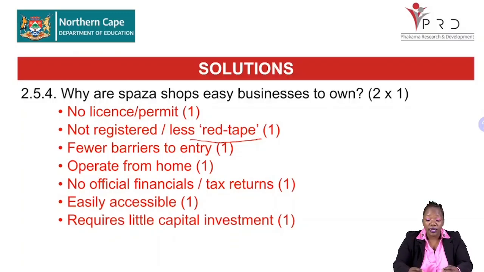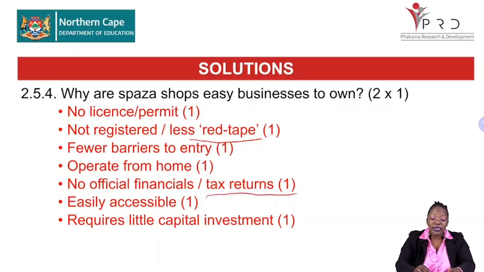As I've said, there is no license and you just need that space. And also you can operate it from home. You can turn your home into a spaza shop and people, they will come there to buy. You're looking at your local communities who will be supporting you. So you don't have to go to town in order for you to open that spaza shop. And also there are no official financials or like your tax returns. Remember, you are operating a business that is not registered. SARS, they are not aware of your business, so there are no tax returns.